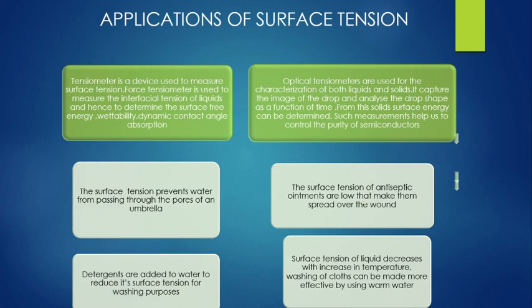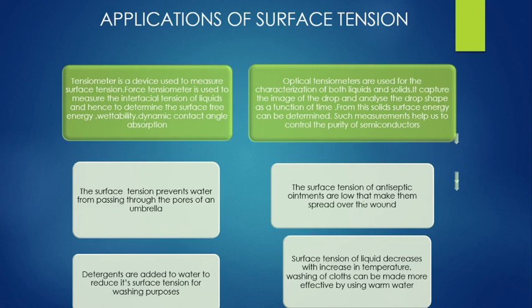So the tensiometer is the first application of surface tension. A tensiometer is a device which is used to measure surface tension, and a force tensiometer is a type of tensiometer used to measure the interfacial tension of liquids, and hence it is used to determine surface properties such as surface free energy, wettability, dynamic contact angle, absorption, etc.